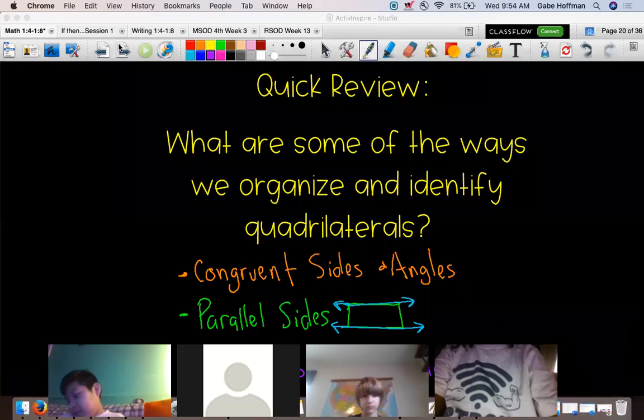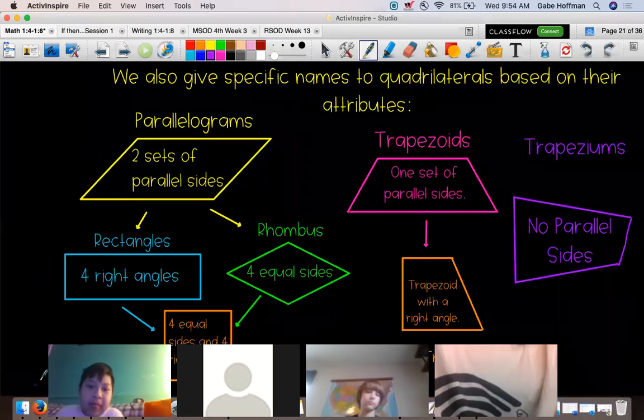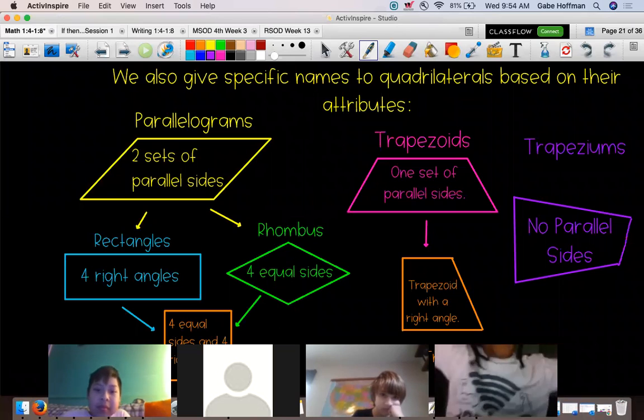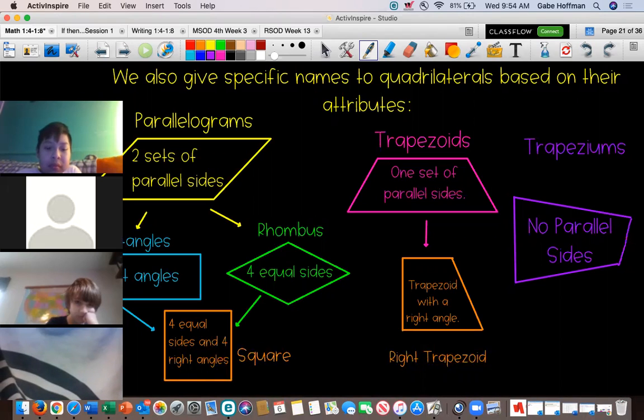All right. So in here we have three different kinds. There's really three different kinds of quadrilaterals. All right. And we're going to talk about the most specific to the least specific, or the least specific to the most specific. So one of them is a trapezium.